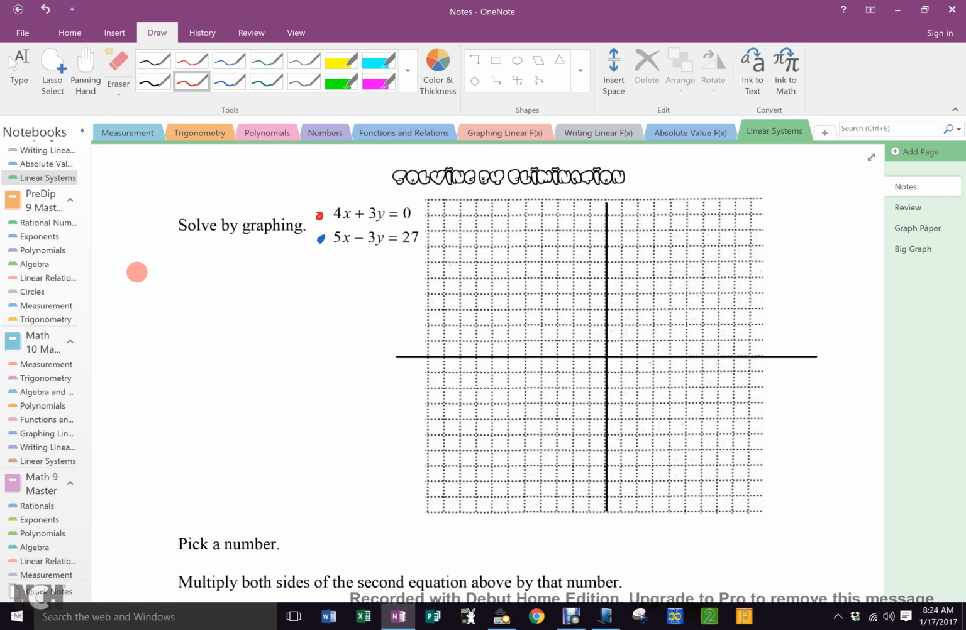La la la la la la la la la la la la la. Red one first.